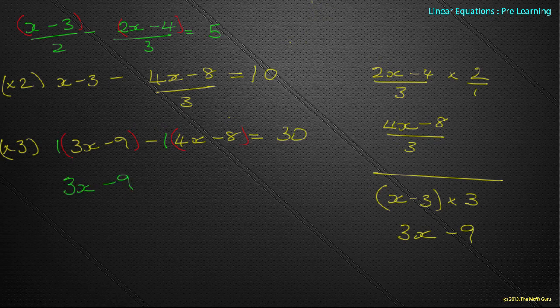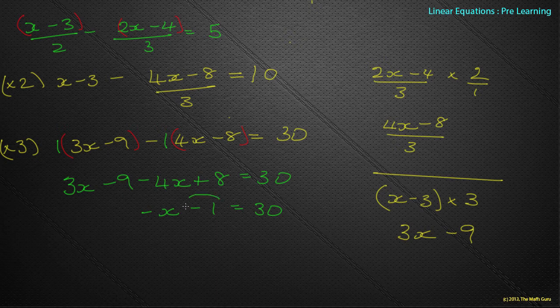But now minus 1 times 4x is minus 4x, and minus 1 times minus 8 is plus 8, and that's equal to 30. Well, we can now start collecting our like terms. 3x minus 4x is minus x, minus 9 plus 8 is equal to minus 1, and that's equal to 30.